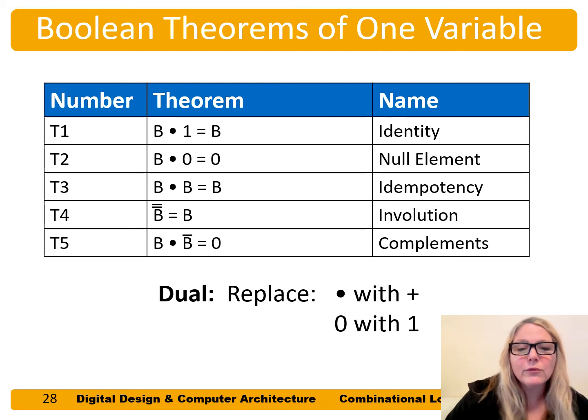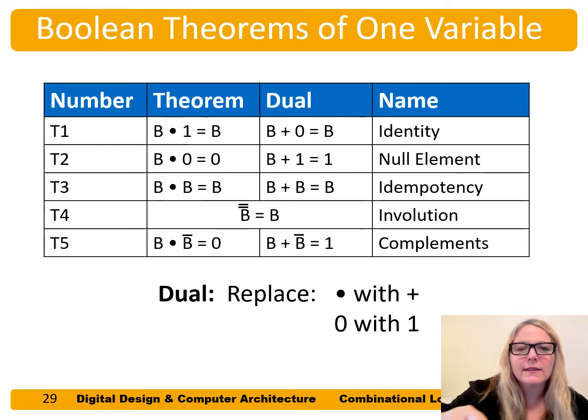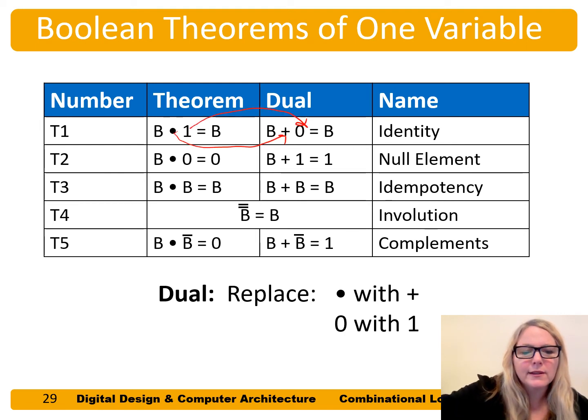And so we can do the dual form where we replace ands with ors, zeros with ones, and we get, right, replace this and with this or, 1 with a 0, and we get the dual form of identity. B or 0 is equal to B.